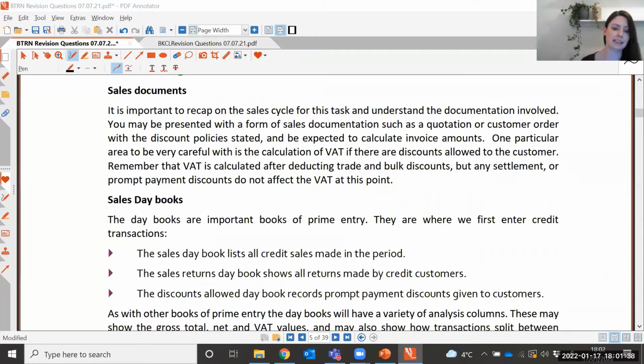Okay, so the sales day books. So remember, with the sales day books, we have all sales invoices that will be entered into the sales day book, and then you have sales credit notes, and they will all be entered into the sales returns day book. And then into the discounts allowed day book will be any prompt payment discounts that we allow our customers on sales.